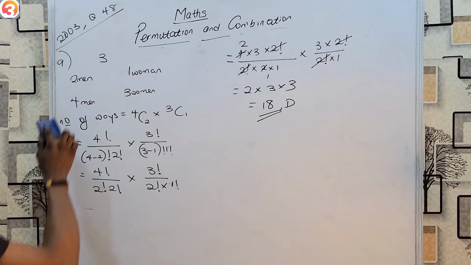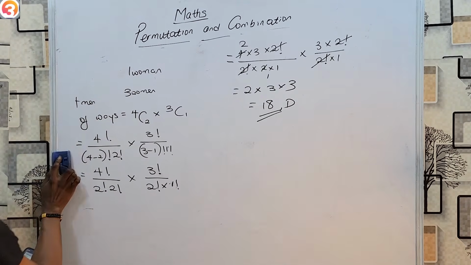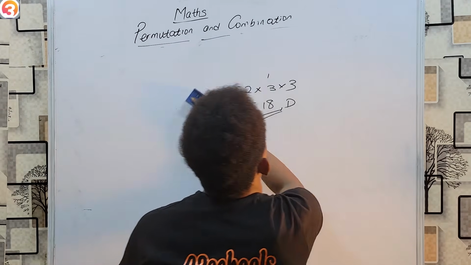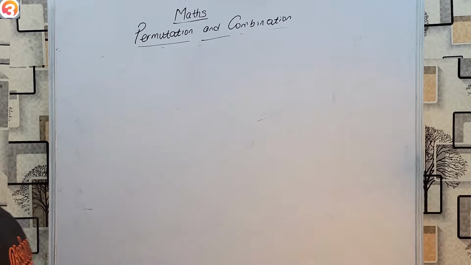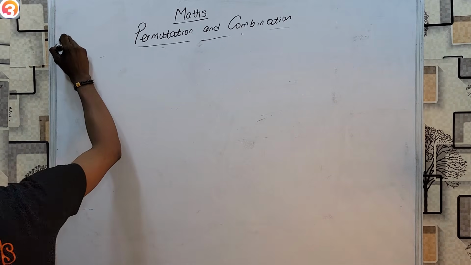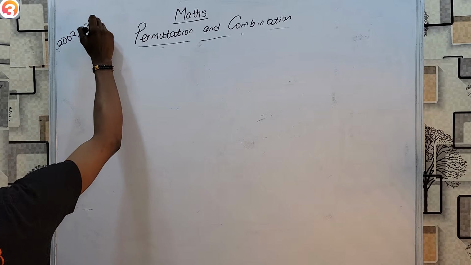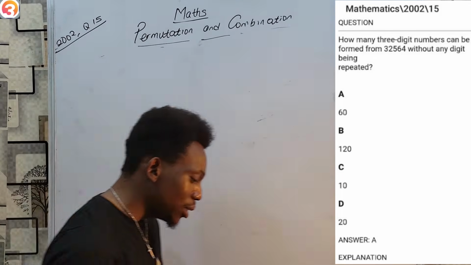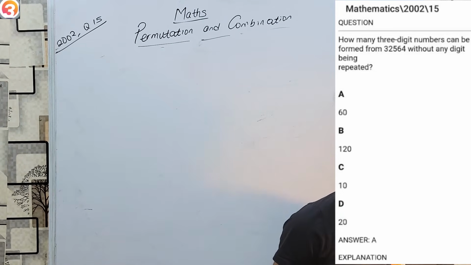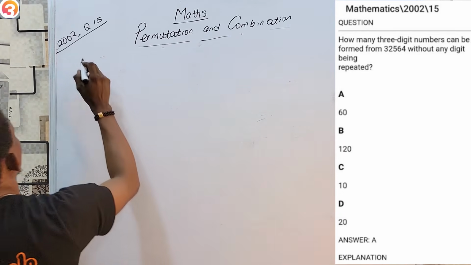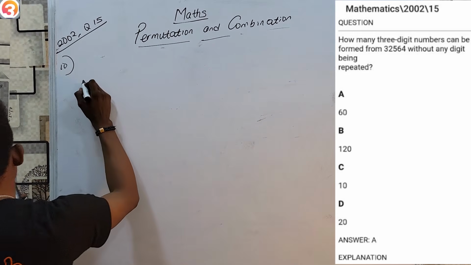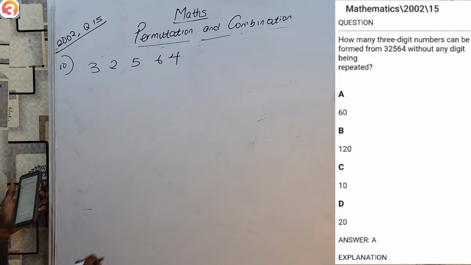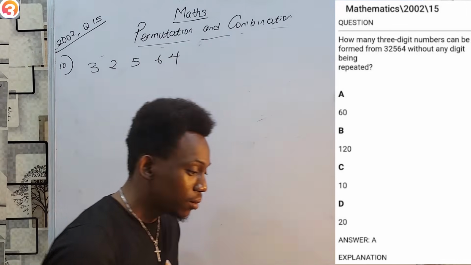And it's time for us to take one last question on this topic. One last question on permutation and combination. This is from the year 2002, question 15. This one says, how many 3-digit numbers can be formed from 3, 2, 5, 6, 4 without any digit being repeated.